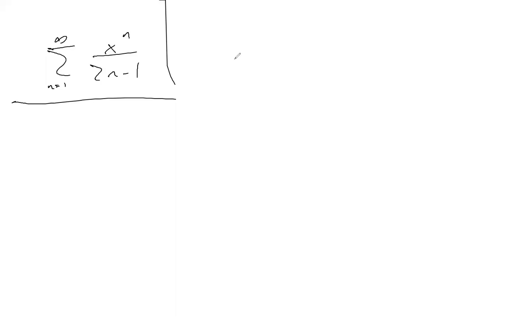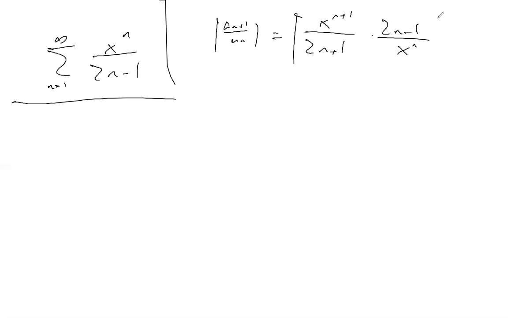All right, next up, this one, x to the n over 2n minus 1. So again, I do the ratio test. That would be x to the n plus 1 over, I'm going to replace this n with n plus 1, and I get 2n plus 2 minus 1, so 2n plus 1. Then I'm dividing by a_n, and I'll get 2n minus 1 over x to the n. I'll keep the absolute value bars and simplify.